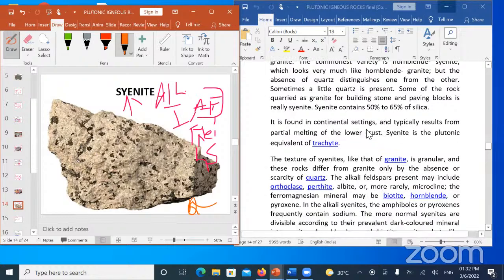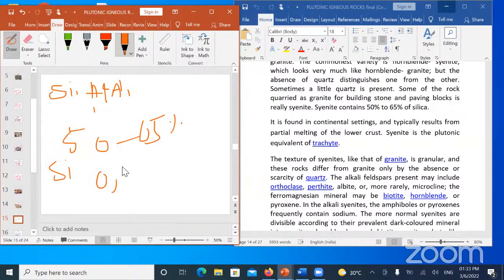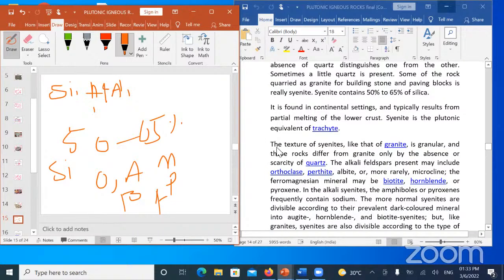The texture of syenites is like that of granite, right? That is granular texture. These rocks differ from granite only by the absence or scarcity of quartz. The alkali feldspars present may include orthoclase and albite, and more rarely microcline also. The ferromagnesian minerals may be biotite, hornblende or pyroxene. In the alkali syenites, the amphiboles or pyroxenes frequently contain sodium.